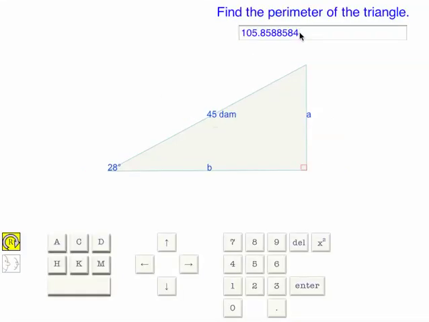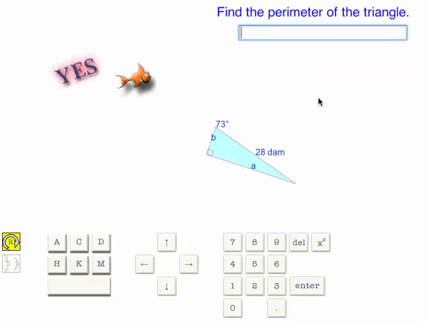Okay, so here's our answer, and don't forget to say decameters because it's perimeter, and there we go. All right, so that's it for level 4.